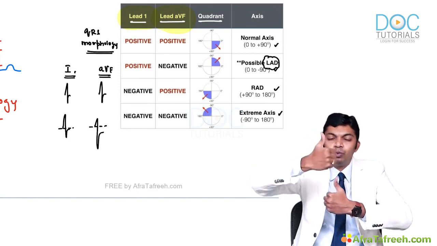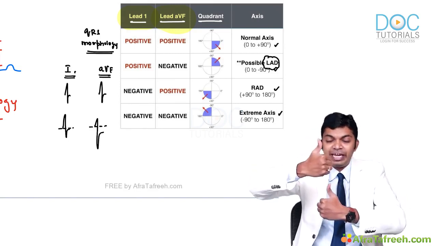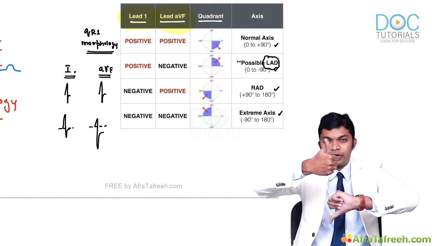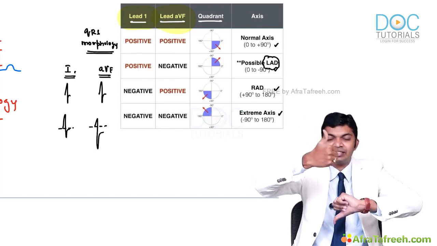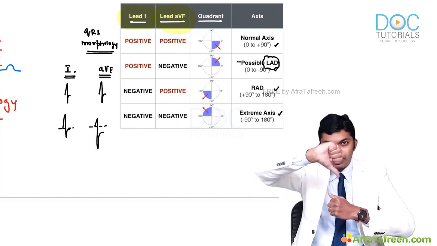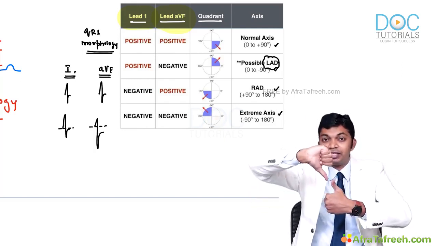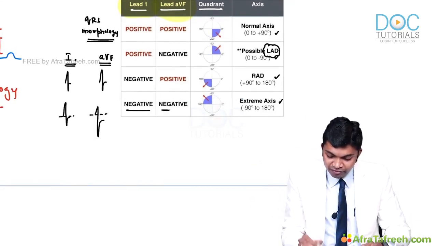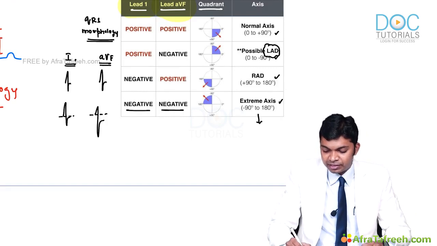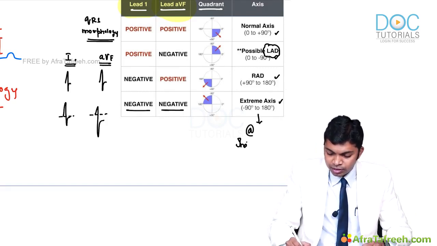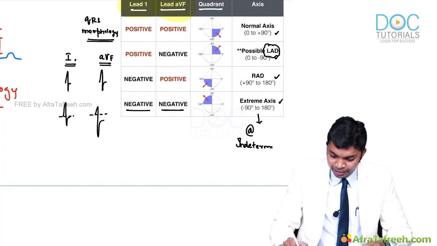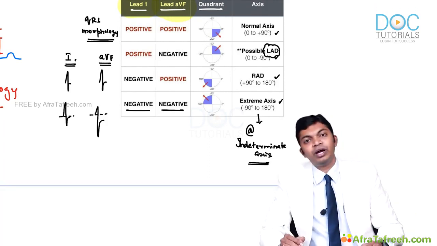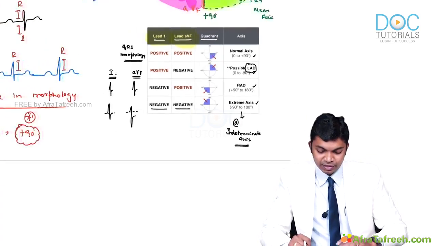Remember, lead 1 upright, AVF upright, normal axis. Lead 1 upright, AVF downright, they are leaving, left axis deviation. Lead 1 downright, AVF upright, this is right axis deviation. And if both AVF and lead 1 are negative, doctors, this is extreme axis deviation, also called indeterminate axis. This is how we calculate axis in an ECG, doctors.